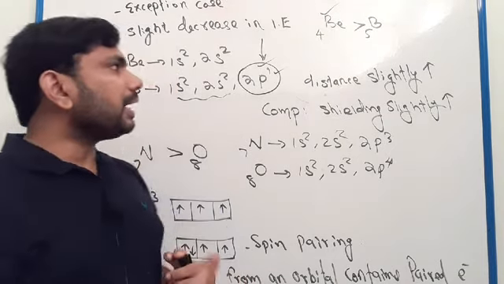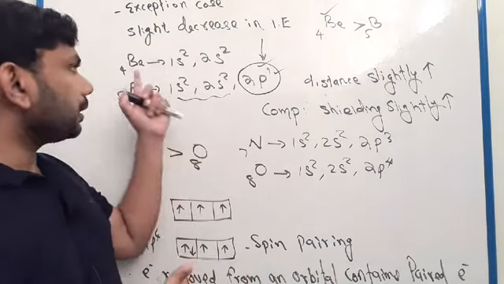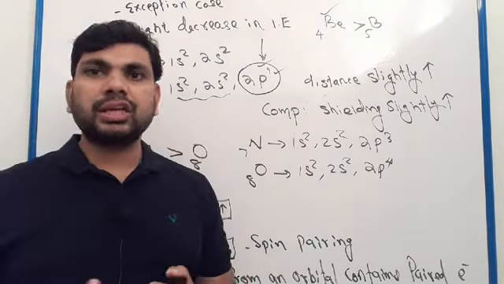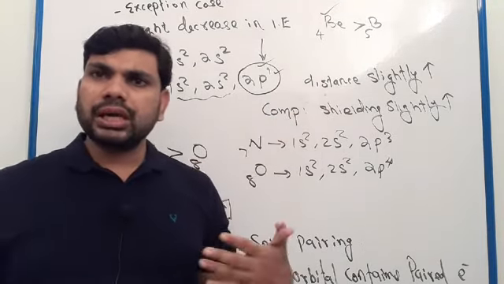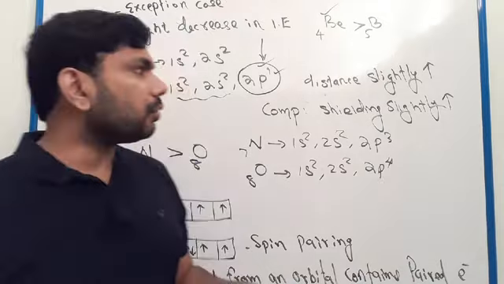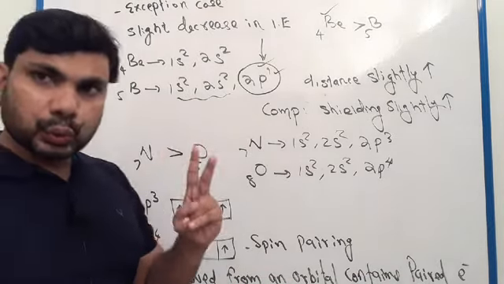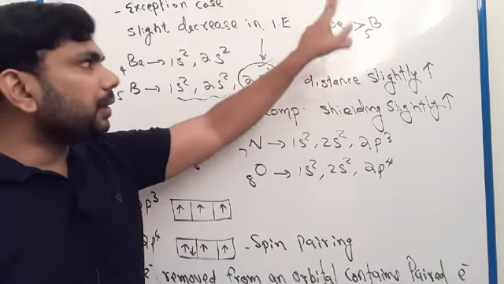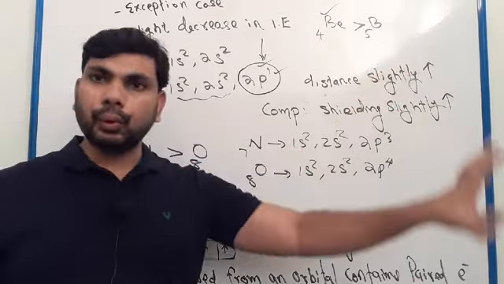Okay, that's why we can remove this outer shell electron easily compared to beryllium. So these are the two reasons here. Distance between nucleus and outer shell electron is slightly higher. Second, shielding effect is slightly higher. These are the two reasons here. Beryllium has higher ionization energy compared to boron.